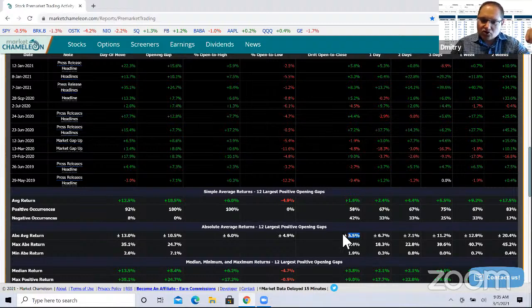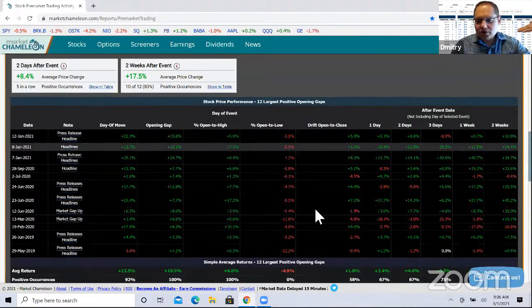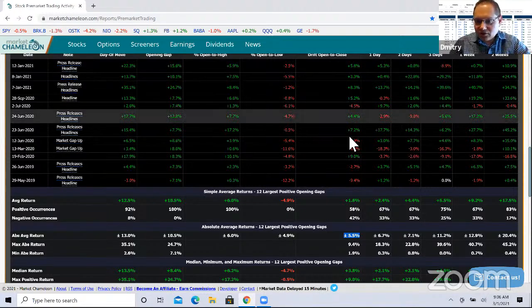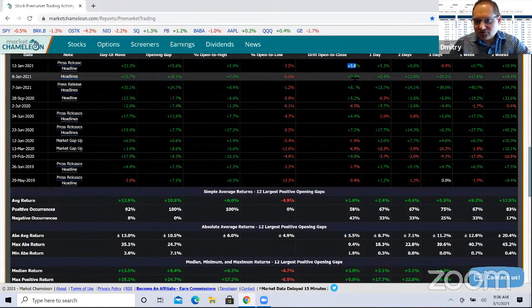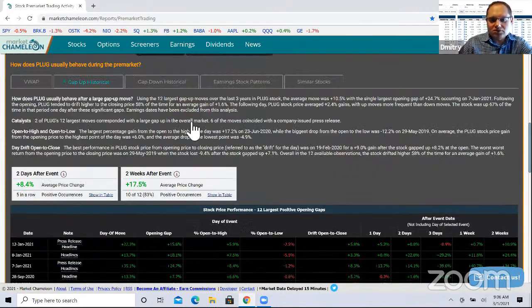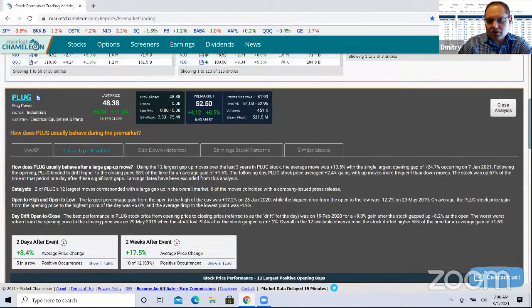Now here you could also see what the volatility is on days like these. So gapped up in the morning, from the opening to the close of the day, what is the average move in either direction, up or down? That's if we converted all the moves to positive moves. These are the drifts from open to close. That's 5.5%. So still pretty volatile in either direction, a 5.5% move up or down. So that stock has had some volatility during the day as well. So that's really quickly Plug Power.